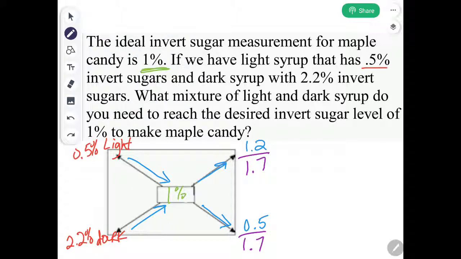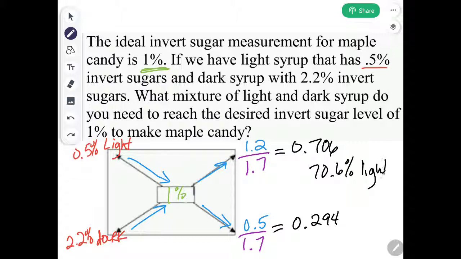Now when I calculate 1.2 divided by 1.7, I get 0.706. Repeat the process down here, I get 0.294. That means I need 70.6% of light syrup and 29.4% of dark syrup. If I use those percentages of light syrup and dark syrup, I'll end up with a 1% solution.